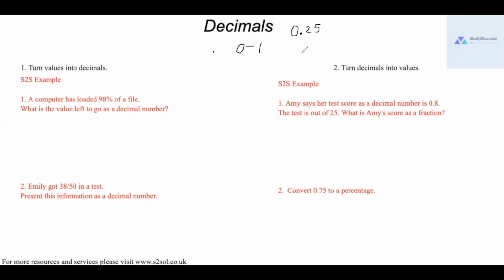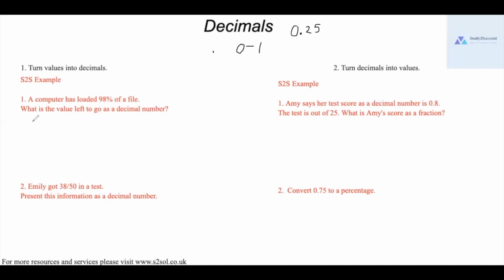So the first example underneath turn values into decimals says that a computer has loaded 98% of a file. What is the value left to go as a decimal number? So we've been told that a file is 98% loaded. Remember that percent means out of 100. And if you haven't watched our video on percentages, I encourage you to go and have a look at that just to make sure that we understand what percentages are.